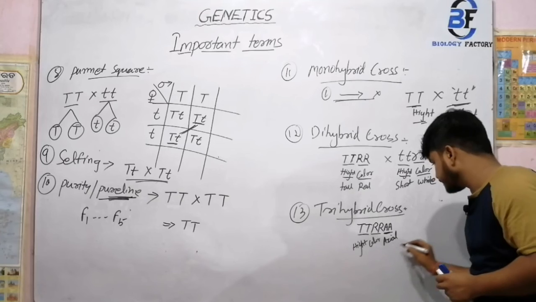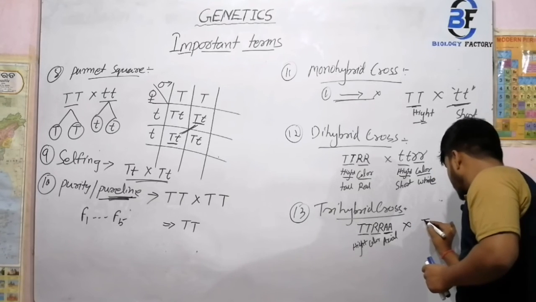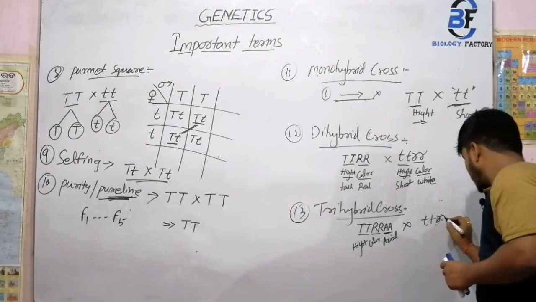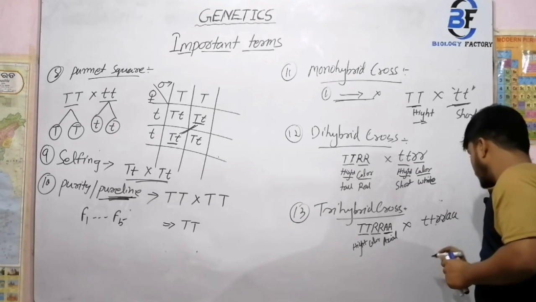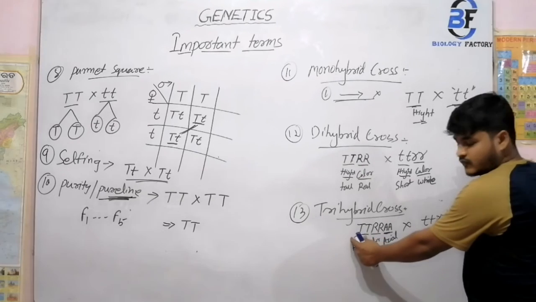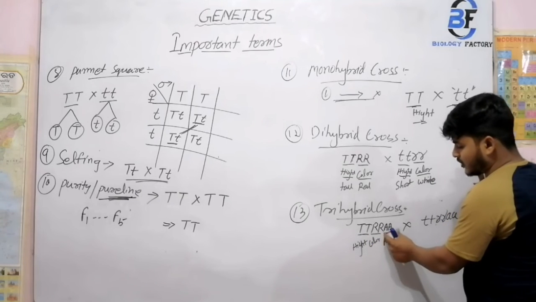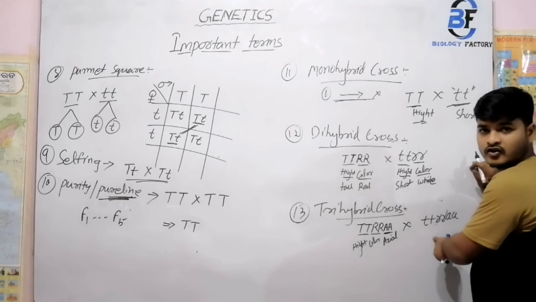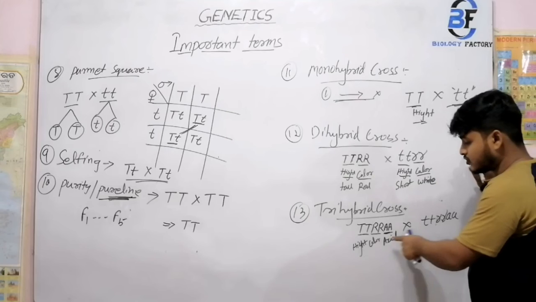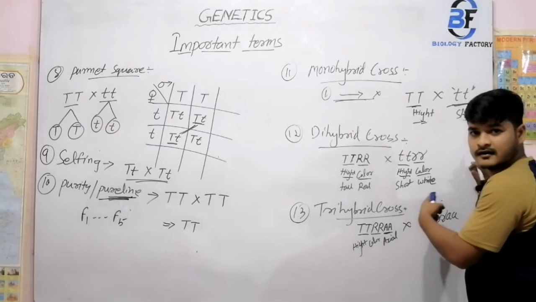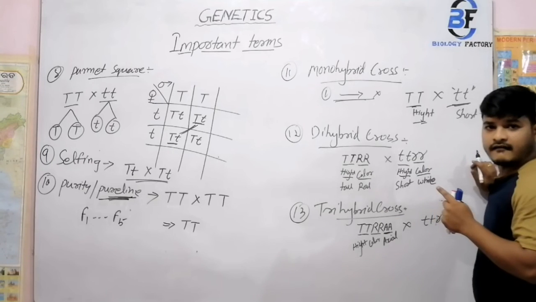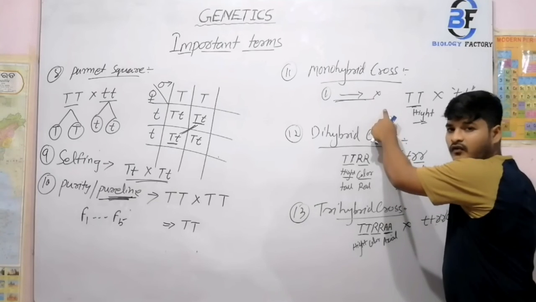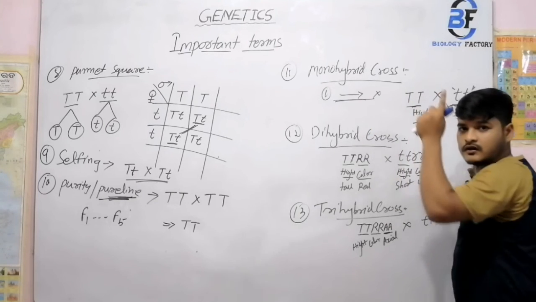On the other hand, we cross it with small t, and the smaller ones. Here one character is height, another is color, another is the axial, that means the position of the flower. And we cross it with short, and respectively the position of the flower. So whenever we cross three types of characters, it is known as a trihybrid cross. When we cross two, it is a dihybrid cross. If we cross a single trait with a single one, it is a monohybrid cross.